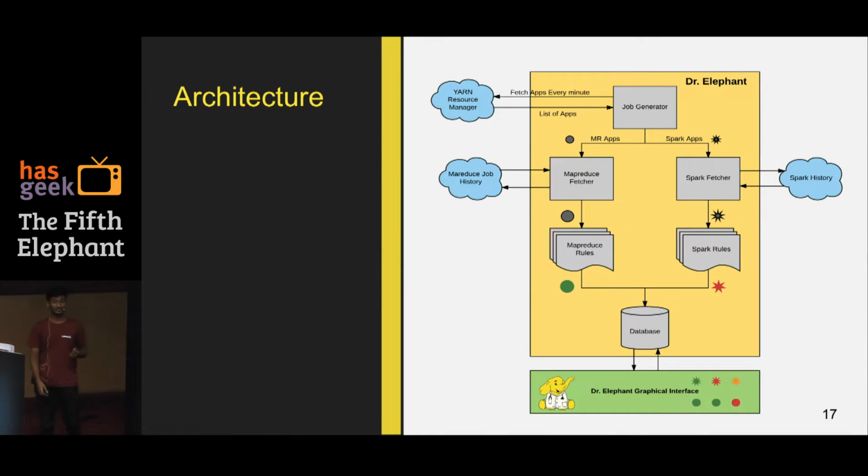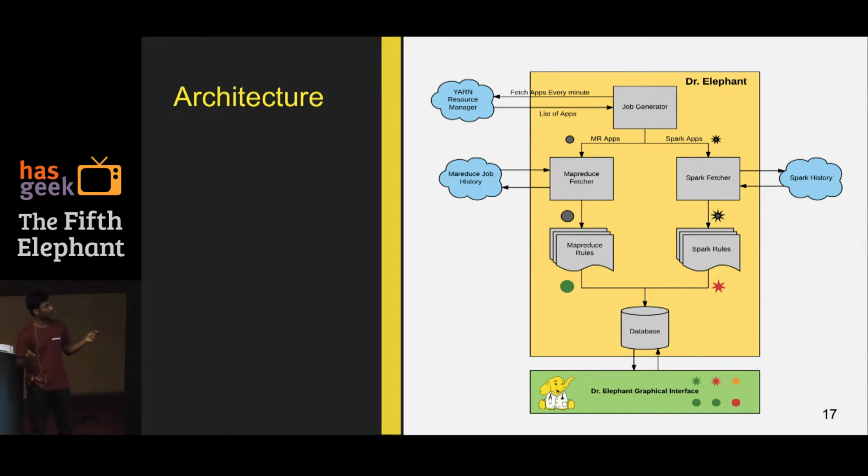Here's a high-level architecture of the tool. At the top, you can see a job generator. What this does is it fetches the applications from the resource manager periodically, say every minute. And once it gets a list of applications, then depending on the type of the application, whether it is MapReduce or Spark, there's a separate fetcher. There's a MapReduce fetcher and there's a Spark fetcher. The MapReduce fetcher will start fetching all the information that it can get for that application. Say it will query the job history server and get all the information for that job. And similarly, there's a Spark fetcher which will fetch all the Spark related information from the Spark history logs.